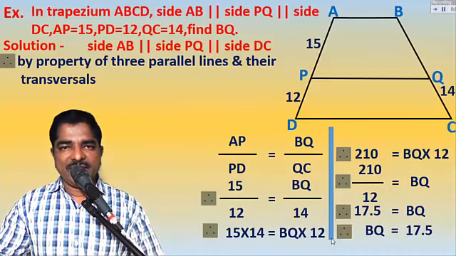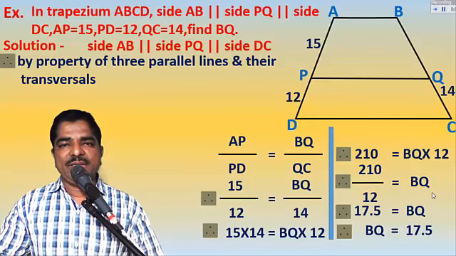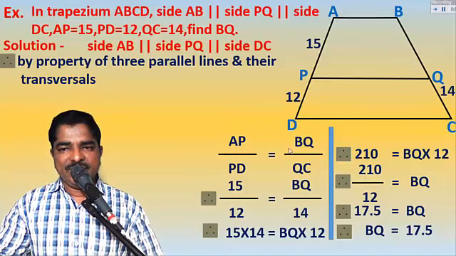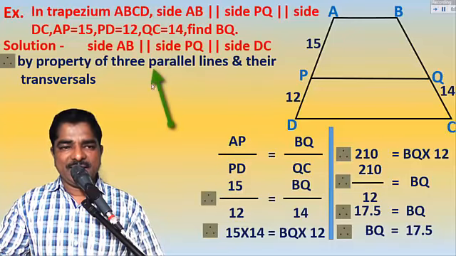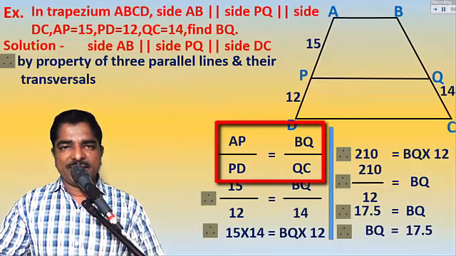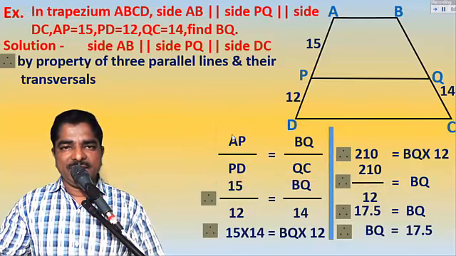In this way we can solve this example. In that example a trapezium is given and three lines are parallel, so we can use the property of three parallel lines and their transversals. By that property we write the conclusion, substitute values and solve, and we get the answer. In this way we can solve this example.